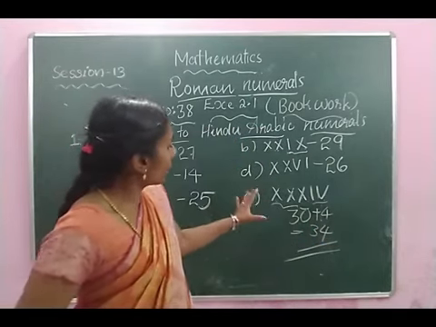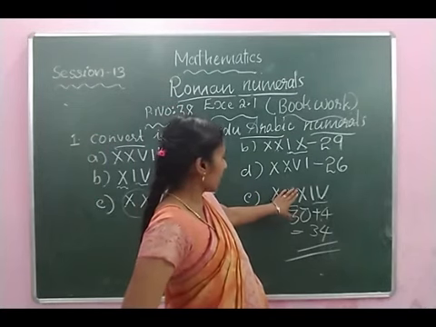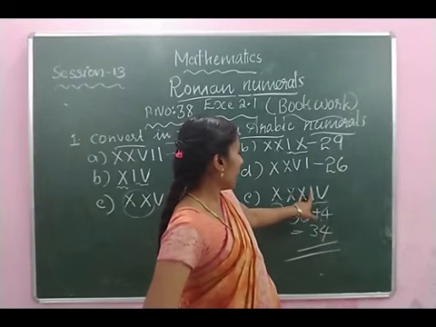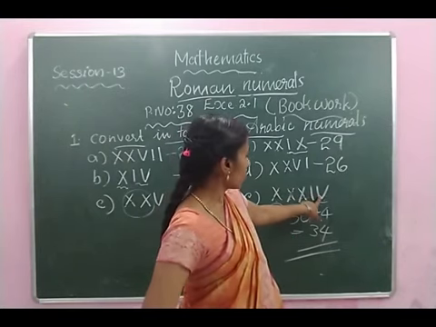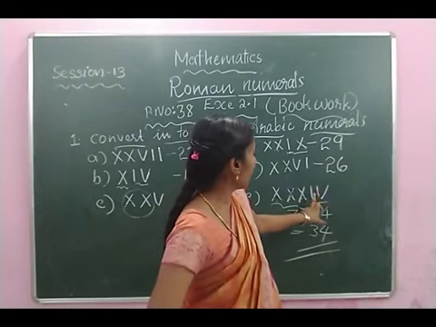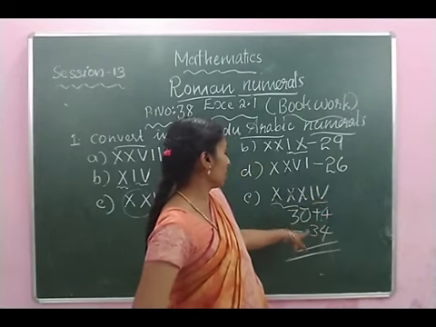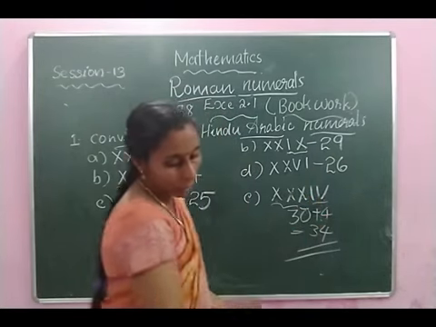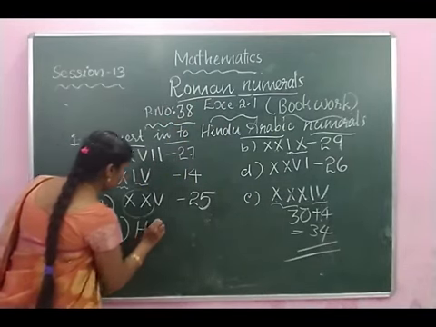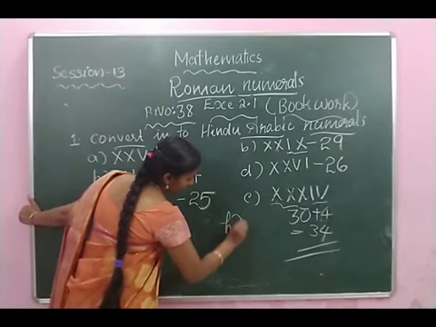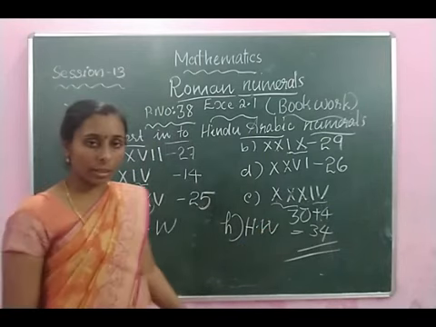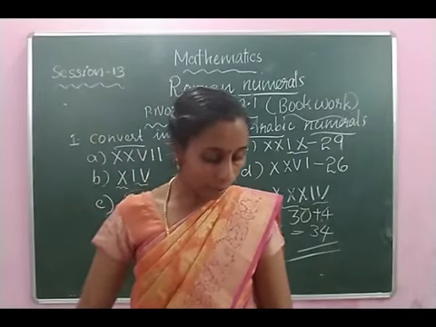Is it clear? Here what is the rule? Repetition, addition is there. X plus X plus X, 30. Then I and V. I comes between these two, so we have to subtract it from the next bigger value. V minus I is equal to 4. 30 plus 4, 34. Then only two problems I am going to give as homework, G and H. You have to do that yourself. That is your homework. Is it clear? Yes. Next one.